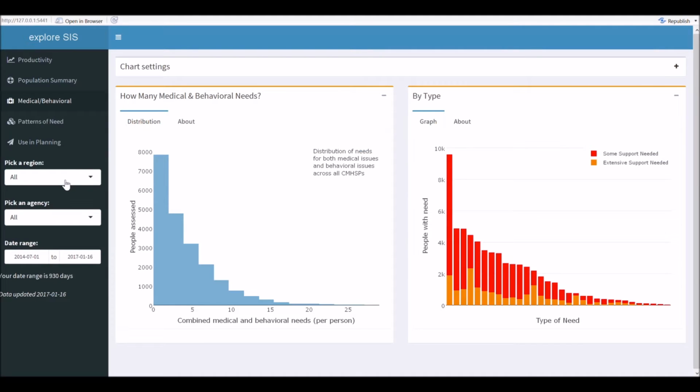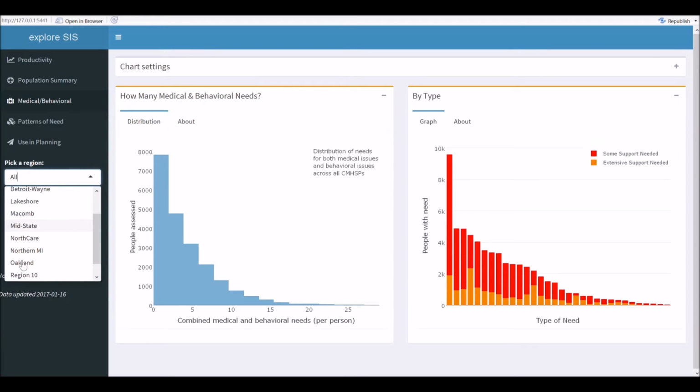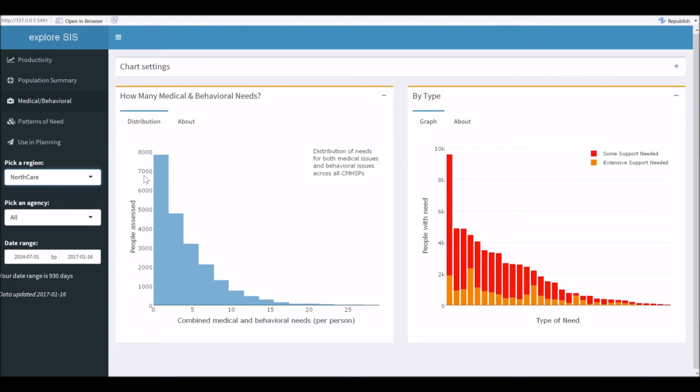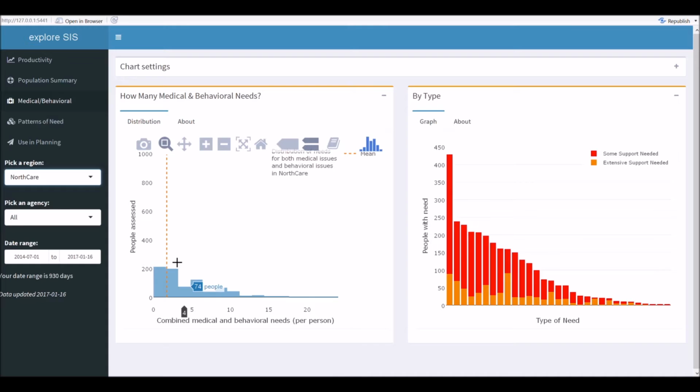Again, you can filter all of this by a specific region or a specific CMH agency in order to get the detail for that agency. And when you do that, let's select one right now. Let's go with North Care. You'll see that the numbers change, obviously, and also that the details on the chart change as well. And you can actually take a picture of the chart and it should capture all of the information here, with this information about which filters have been applied.